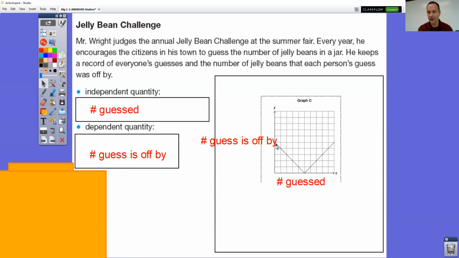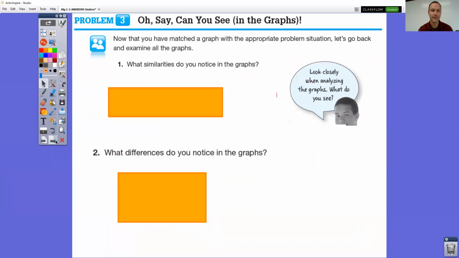So if you're too low, as the number guessed gets closer and closer to the correct answer, the graph is going down, because if you're 5 off and then 4 off and then 3 off, you're getting closer and closer. And then it's getting higher and higher as you get farther away from the correct answer. That one's a hard one.